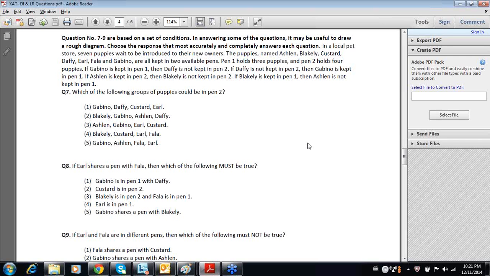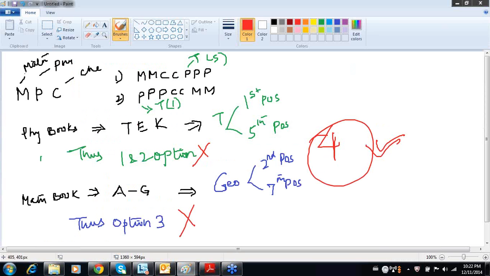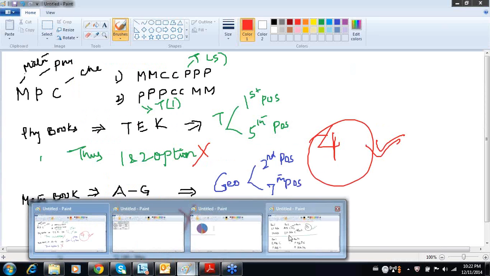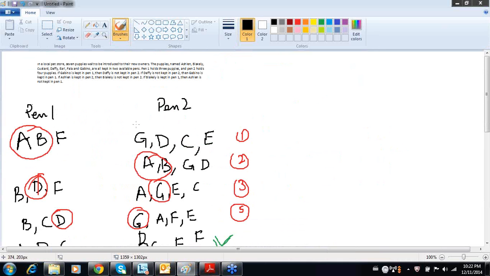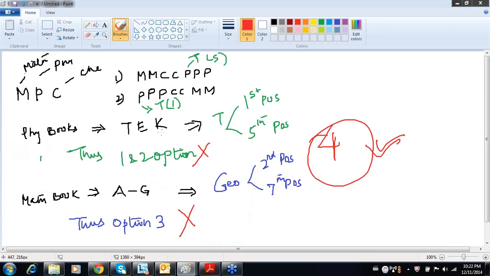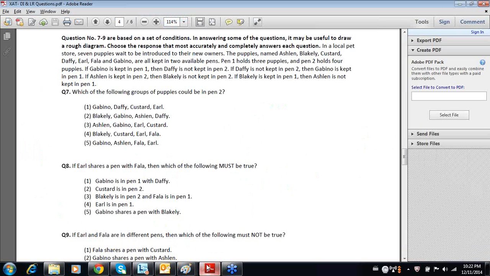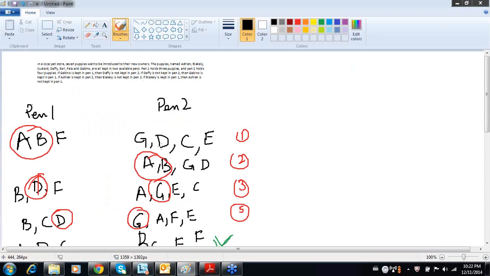So first is, which of the following groups of puppies could be in pen 2? Okay. So first it is saying that Gabino, Daffy, Custard and Earl, meaning G, D, C, E, are in pen 2. If G, D, C, E are in pen 2, that means what will be in pen 1? A, B and F.